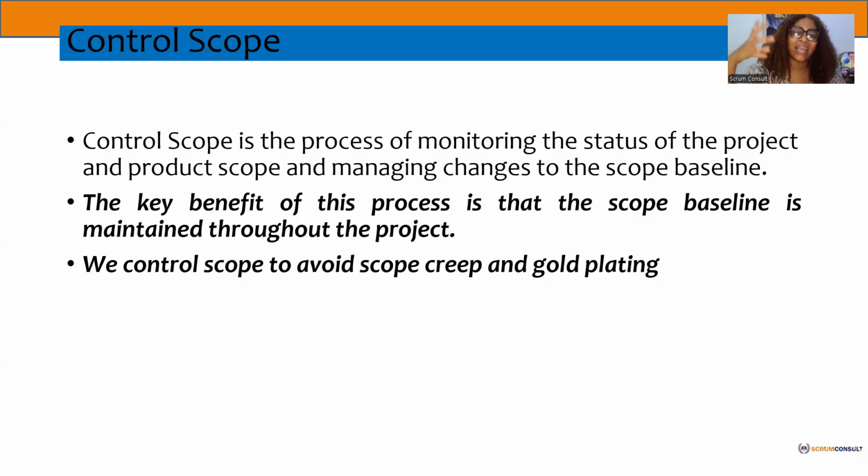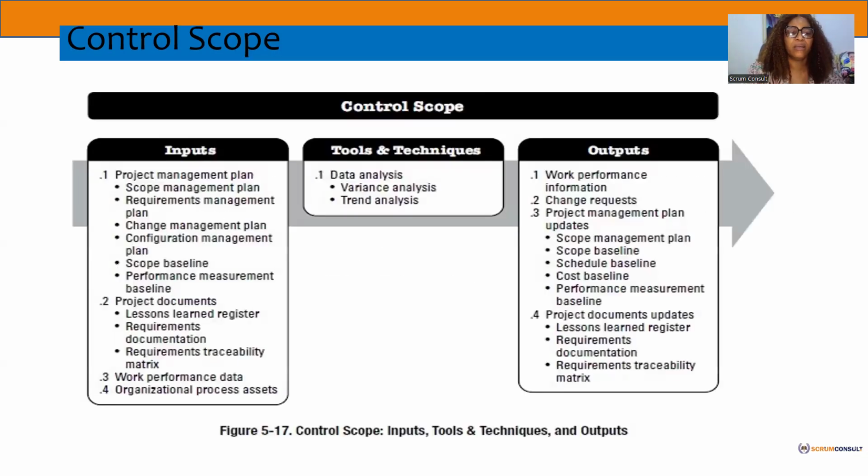It's not as high as changes in the adaptive environments, that's the agile environment, because it's not really being planned for. So it means that we have to constantly control the work, monitor the status, and know when to adjust. We control scope to avoid two things, which is the scope creep and the gold plating. We've talked about what both of them are.